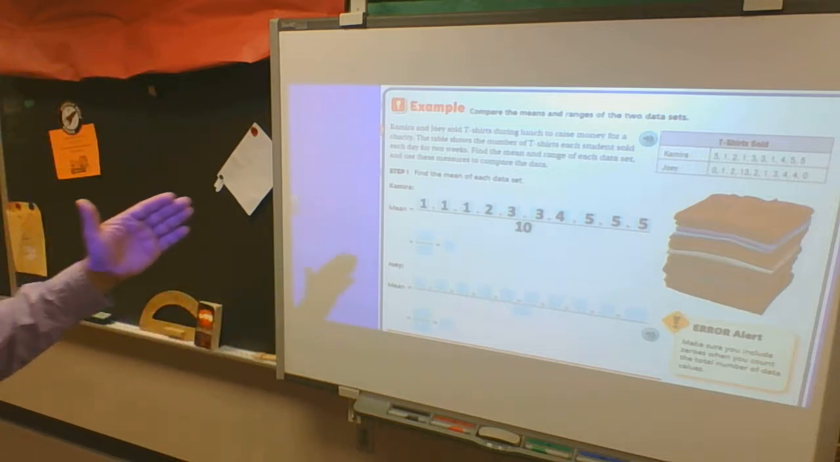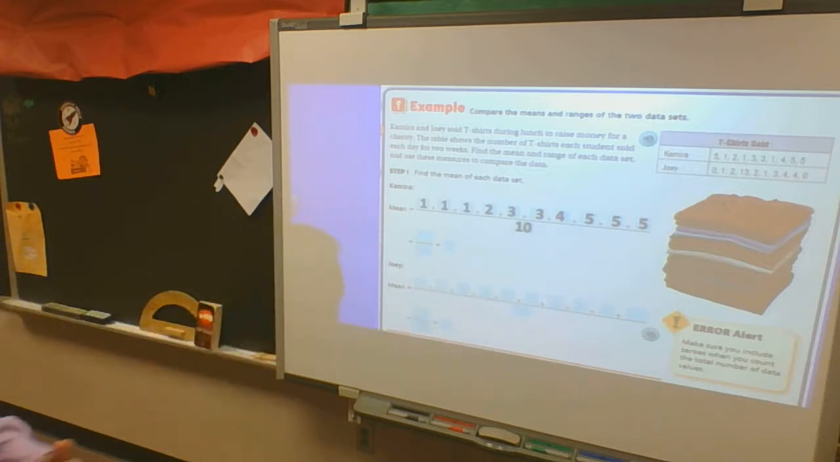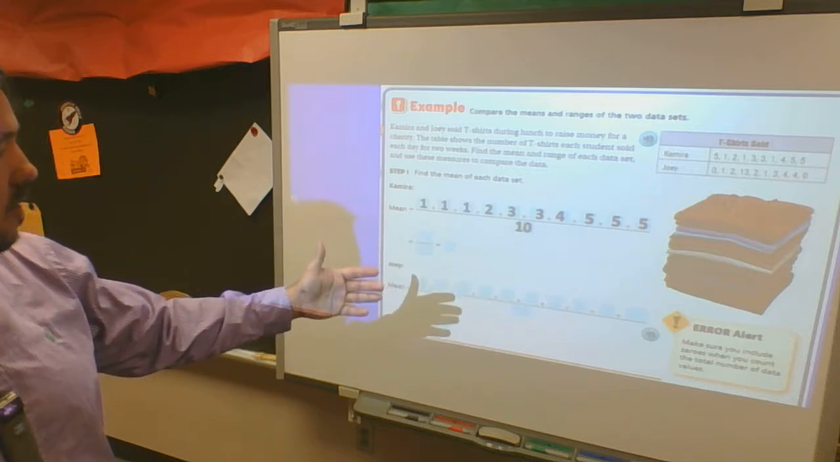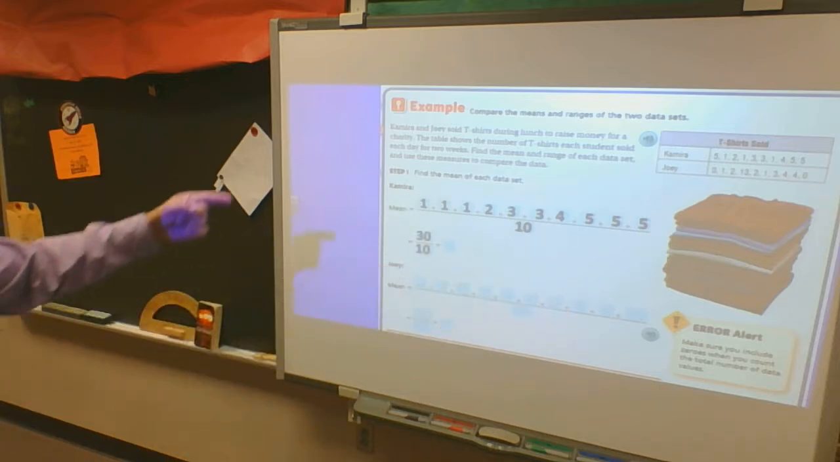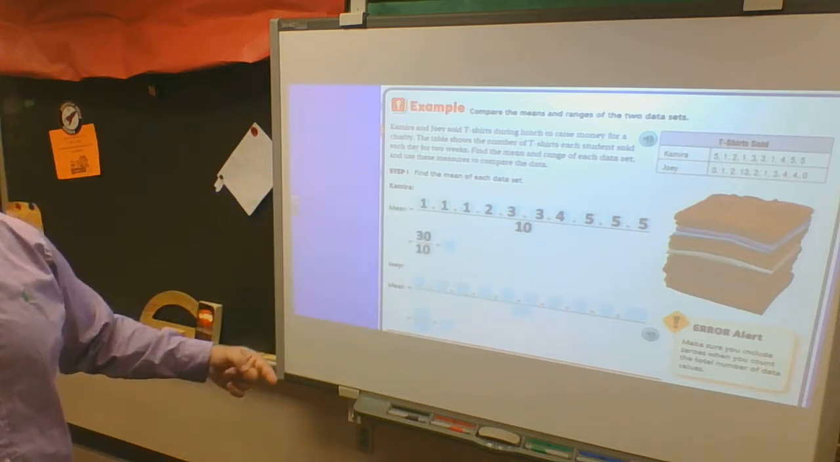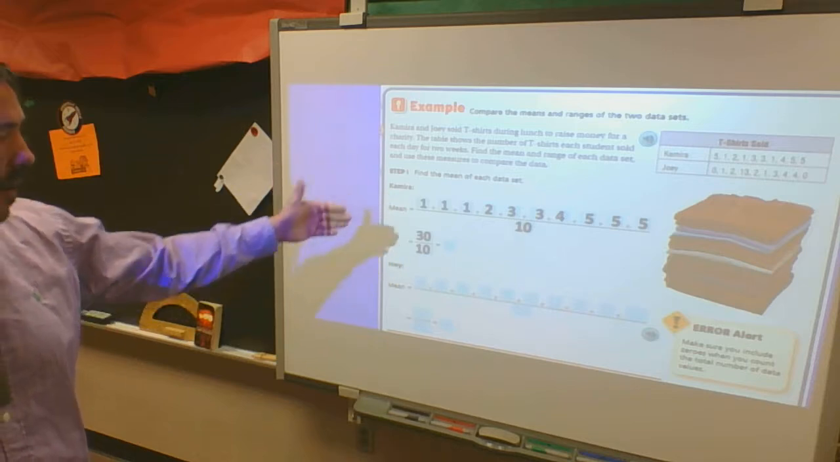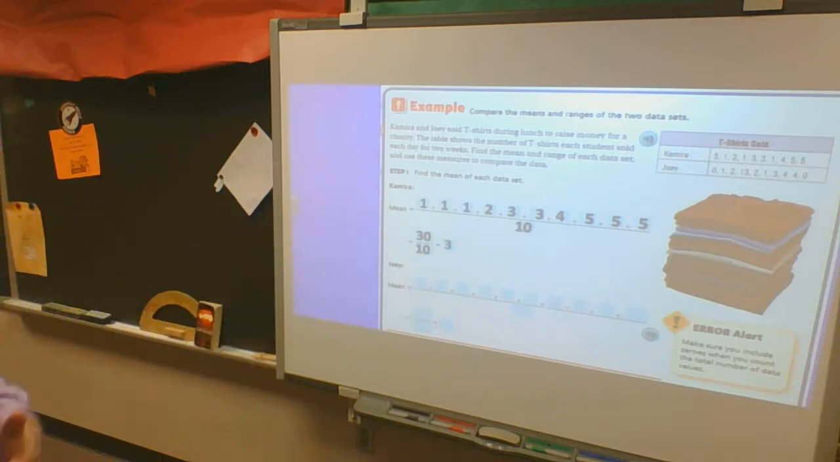So when I have them all listed for Kamira, then I know that we're talking about selling for 10 days. So I'm going to take my total, because the mean means average, and divide by how many days we're talking about. We're talking about 10. So 30 divided by 10 gives me an average, or a mean, of 3 shirts.